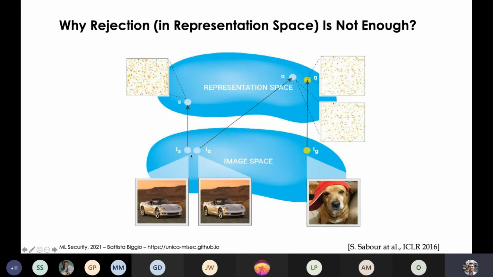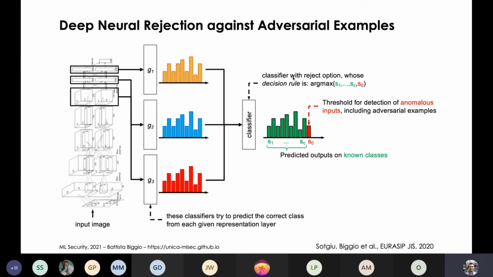So that's the point. Here, as soon as you increase even slightly the perturbation in the input space, the point is put very close to the target class. And so it's much more difficult to split them. And of course, to overcome this problem, we try to look into more layers.